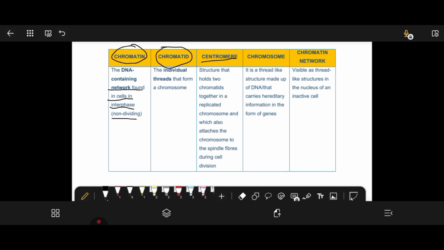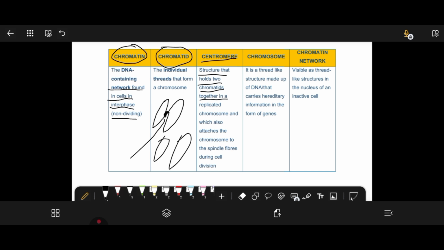A centromere is a structure that holds two chromatids together. So basically, we have a chromatid right here, this is going to be our centromere, and then we have another chromatid. You can see there, that is the centromere. It is the structure that holds two chromatids together. So this is a chromatid, and this is a chromatid. And then we have a chromosome.